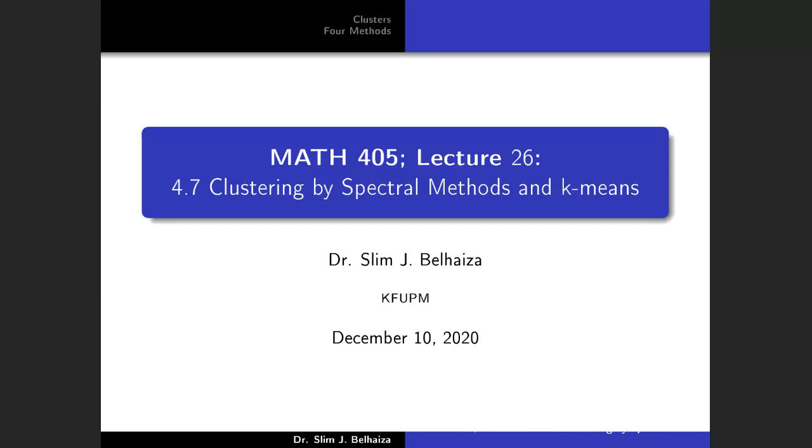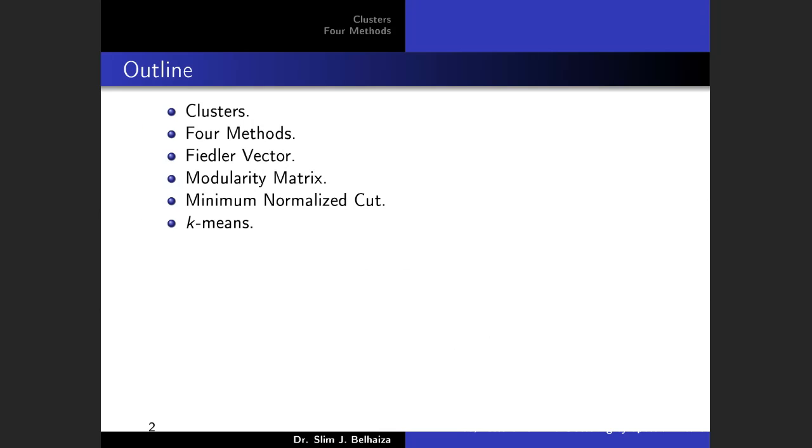So guys, welcome back. Today we start talking about 4.7, clustering by spectral methods and K-means. So this is the outline of the presentation. I'll talk about the clusters and mainly about the four methods we will expose in this presentation and the next one: the Fiedler Vector, the Modularity Matrix, Minimized Normalized Cut, and K-means.